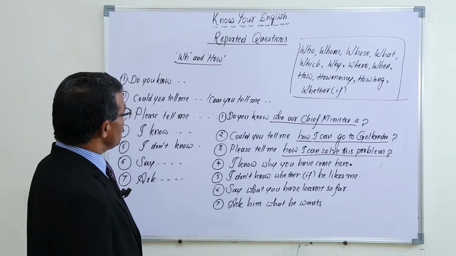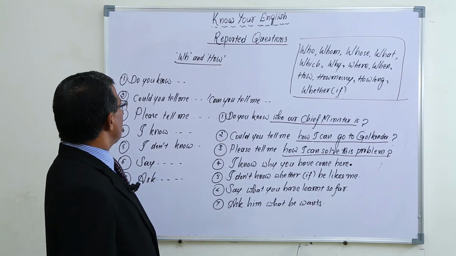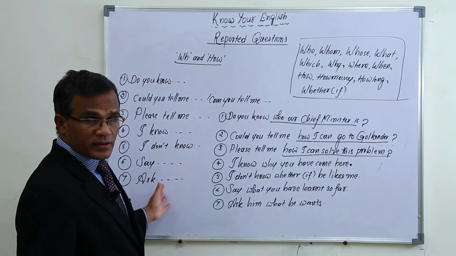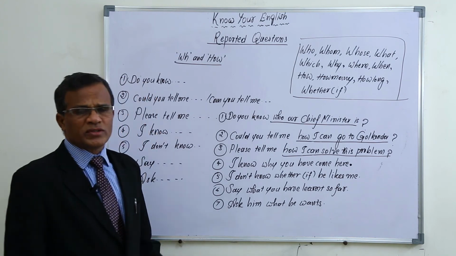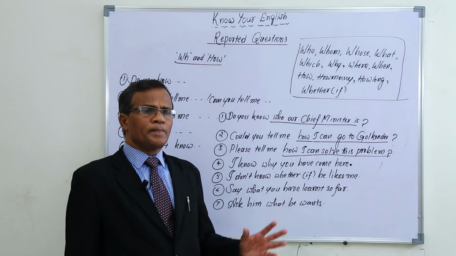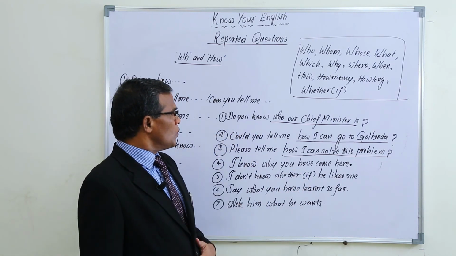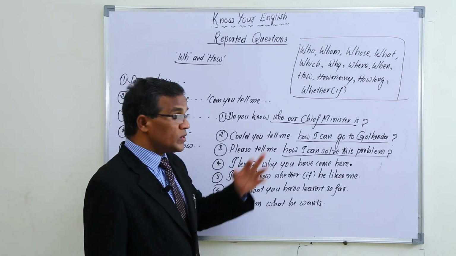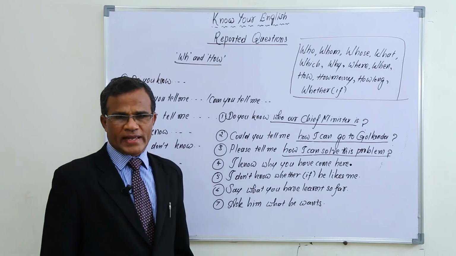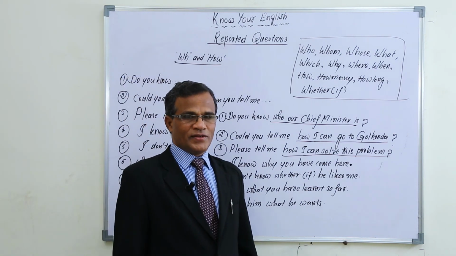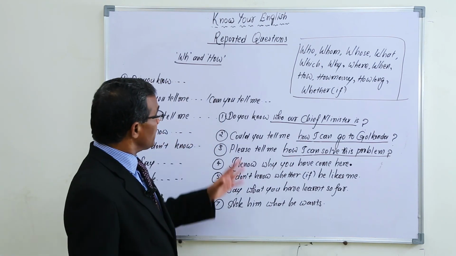So in this way in our day to day life we use reported questions with wh words after phrases like do you know, could you tell me, like that we use them. And most of the people make mistakes. Even very good English speakers sometimes make mistakes. For example, do you know who is our chief minister? Do you know where is the Charminar? They use it like that, but it is wrong. Do you know where the Charminar is? Do you know who our chief minister is? Like that we have to use reported questions.